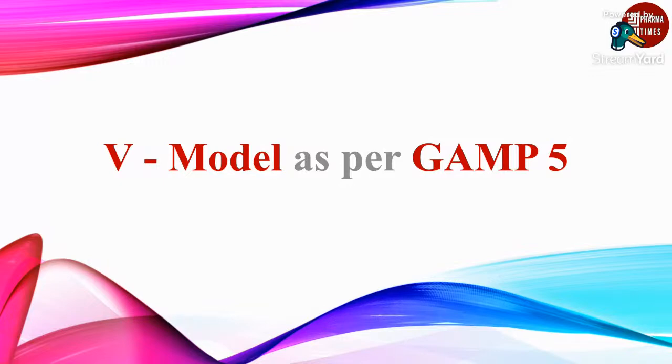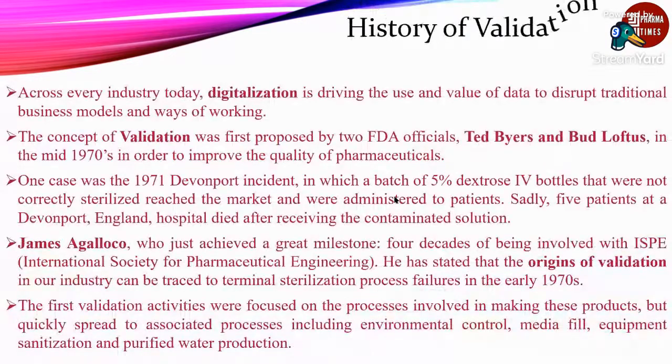So today's session is about the V model as per GAMP 5. GAMP 5 is a guideline given by ISPE, the International Society for Pharmaceutical Engineering. The history of validation: let's start with a basic and brief history of how GAMP is utilized and how it appears in the industry of pharma, CROs, and computer systems.